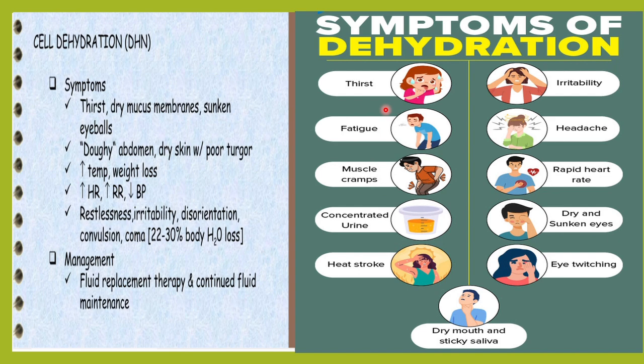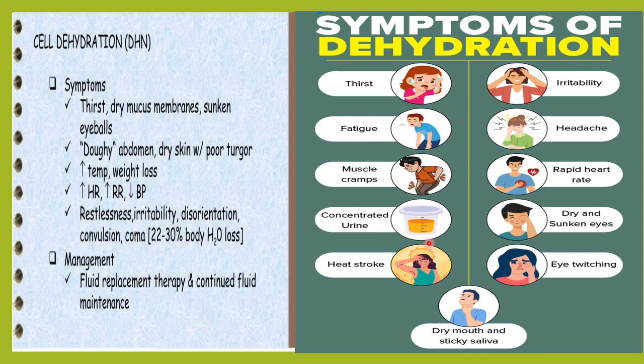The patient will be very thirsty, will have sunken eyeballs, will feel very fatigued and tired, and might get muscle cramps. The urine will be very yellow, concentrated urine. The patient will have headache, might become irritable, the eyes are dry and sunken, there might be twitching of the muscles, the mouth is dry, and the saliva is sticky. All these things can happen in cases of cellular dehydration.